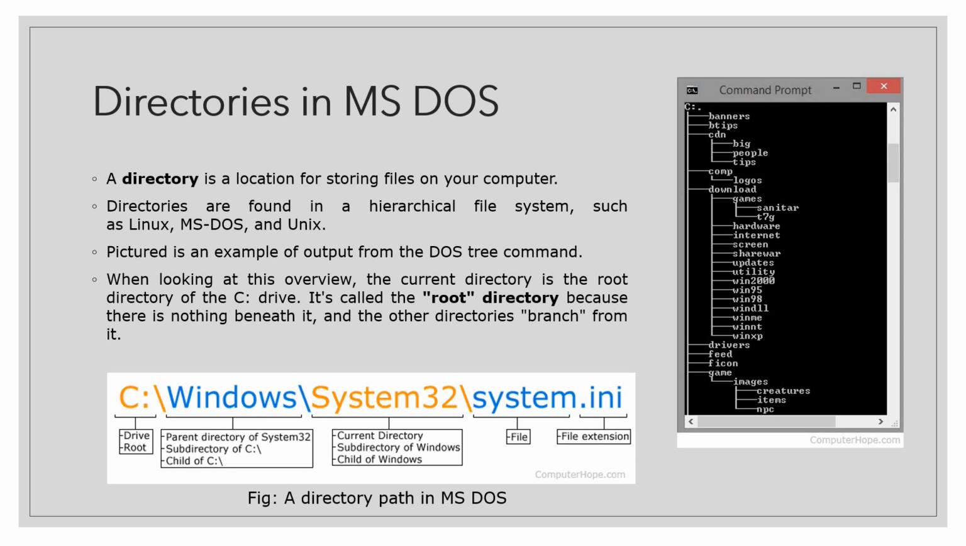So here, let's say under the C drive, there is a directory by the name Windows. Under Windows, again, there is a subdirectory by the name System32, and under System32, there is a file by the name system.ini. And you can see this entire path, to know where this file system.ini resides. This entire path has been mentioned, separated by backward slash.